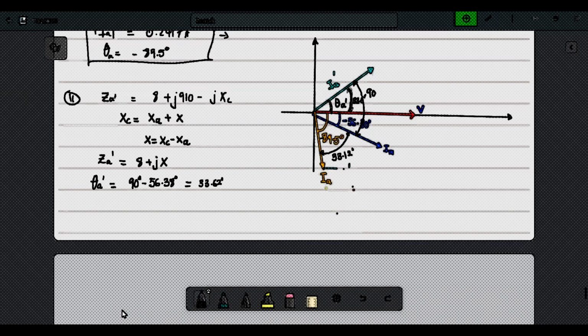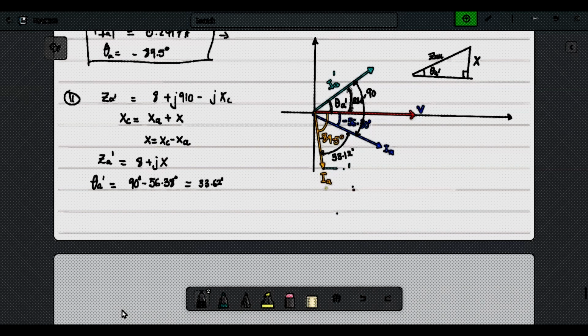Suppose this magnitude represents the total impedance. This is the impedance of the auxiliary winding, and the angle here is phi auxiliary prime in this case. The opposite side to it is the reactance x that we need to find, the new reactance.